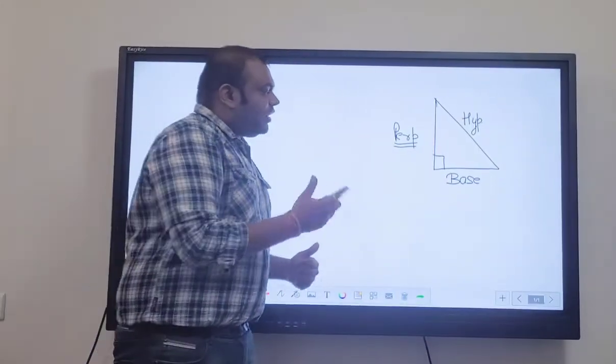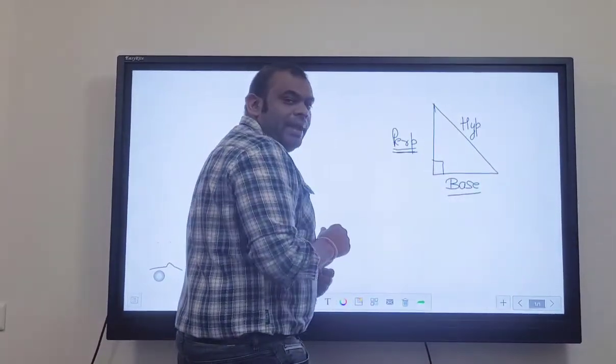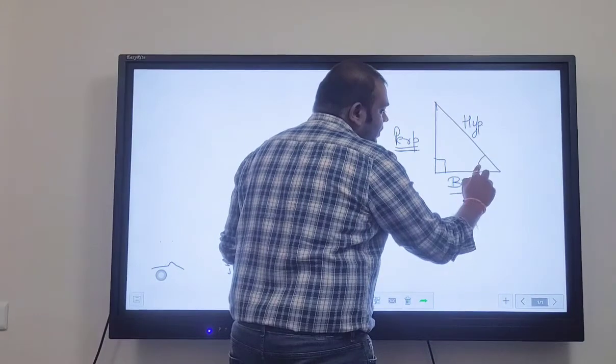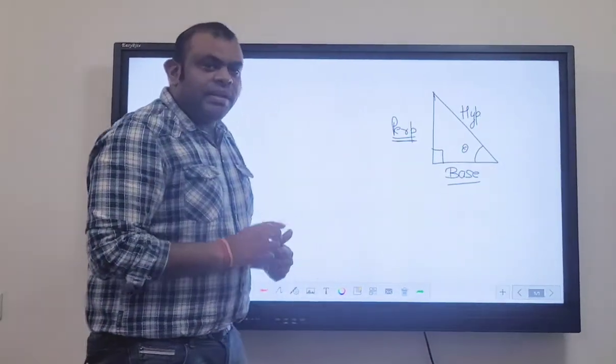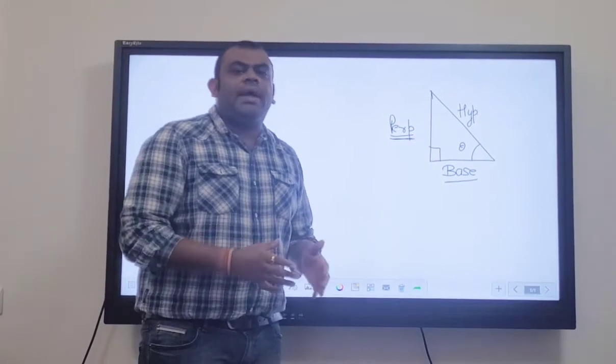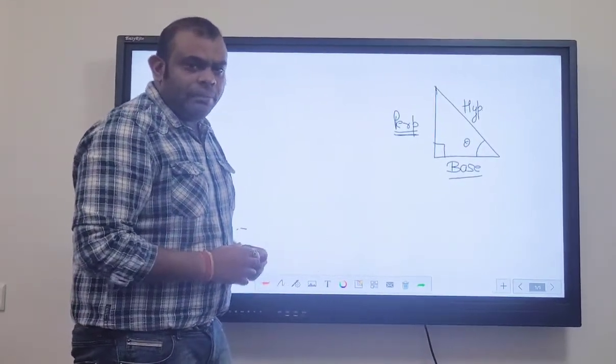Now another concept over here to understand where the base and perpendicular will be lying is the angle. If we are considering this angle theta over here, the angle theta will always be between base and hypotenuse.